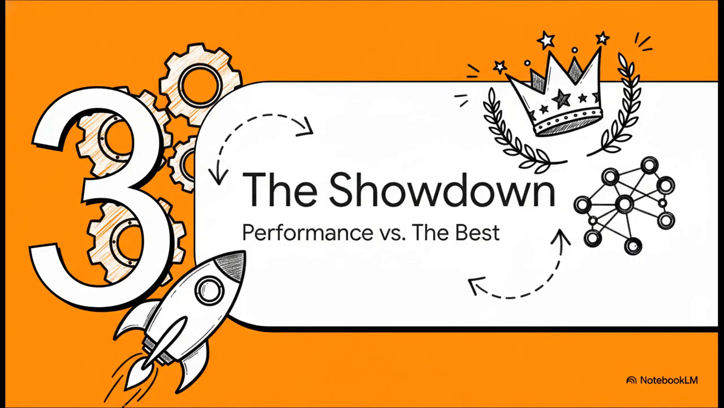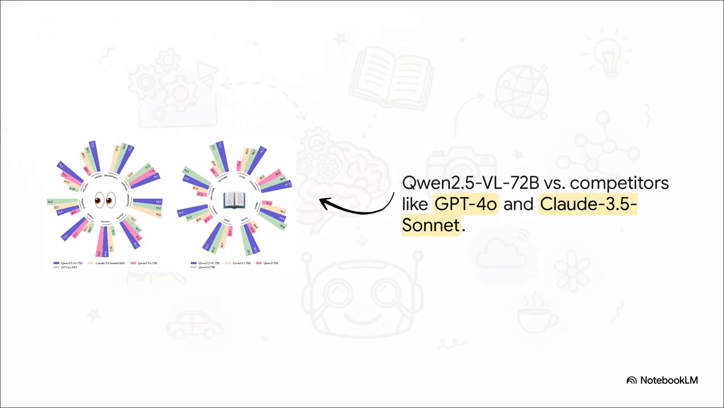Promises are one thing, right? Performance is something else entirely. So, let's put it to the test. How does this new open source challenger really stack up against the reigning closed source champions of the AI world? And here are the results. What you're seeing are charts that pit the biggest Qwen model against competitors you've definitely heard of. We're talking GPT-4o and Claude 3.5 Sonnet across a whole range of really tough visual tests.